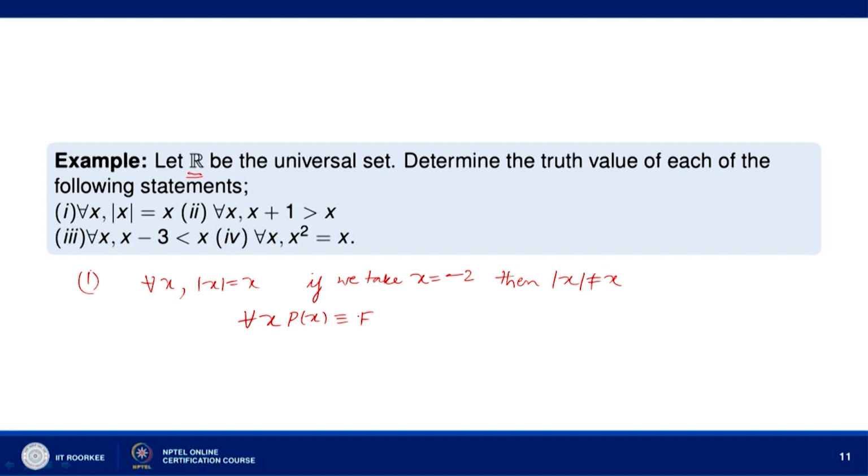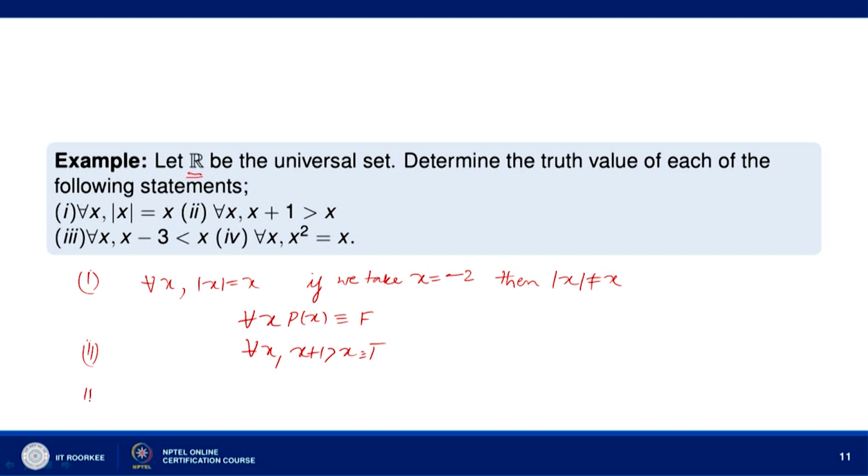Truth value is F. And then here, second case: for every x, x plus 1 greater than x. If we take any real number x belonging to R, then x plus 1 greater than x is always satisfied. So, this statement is always true. So, its value is true.